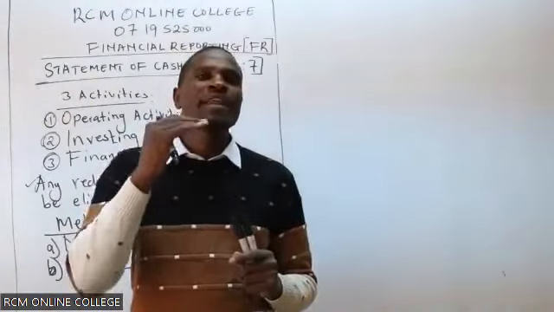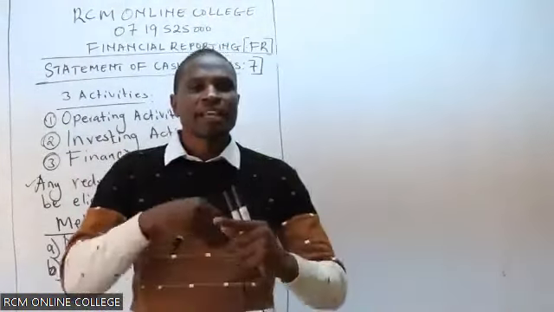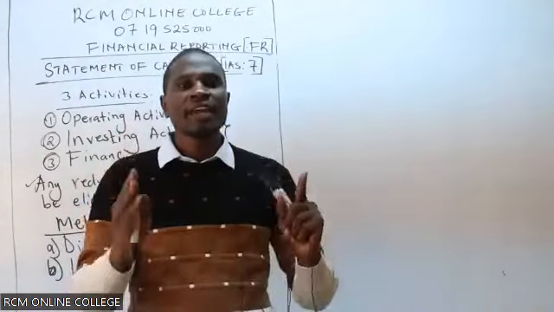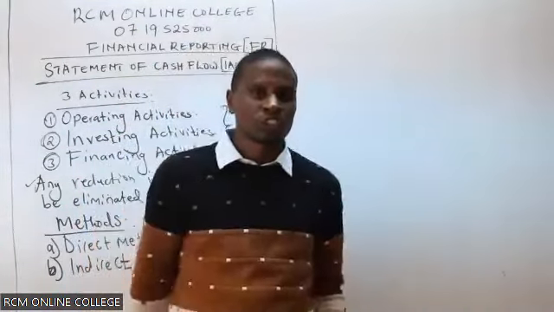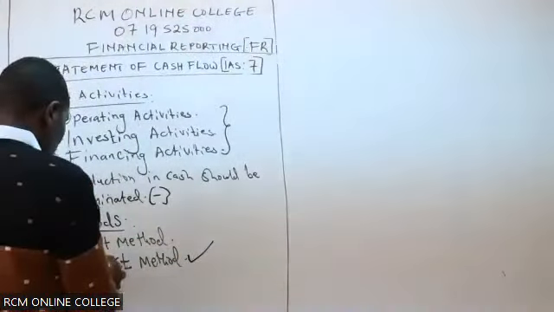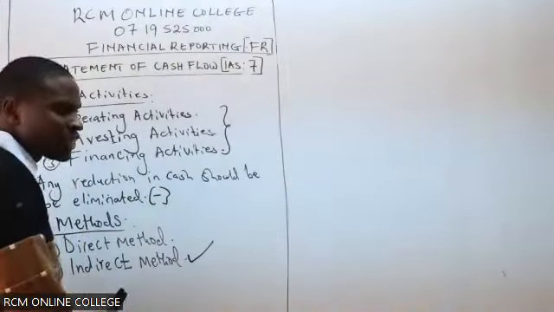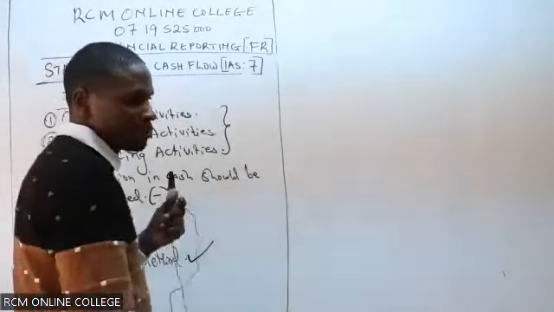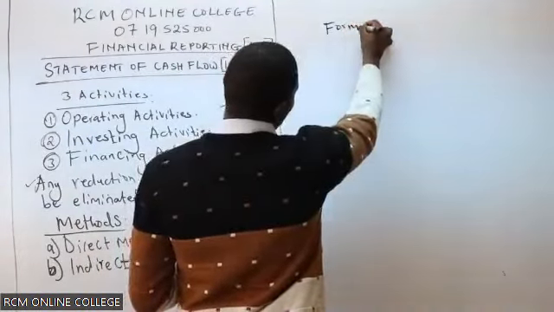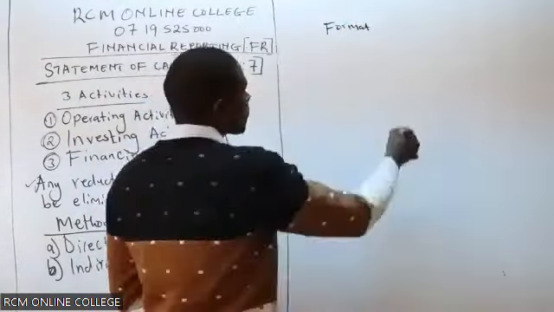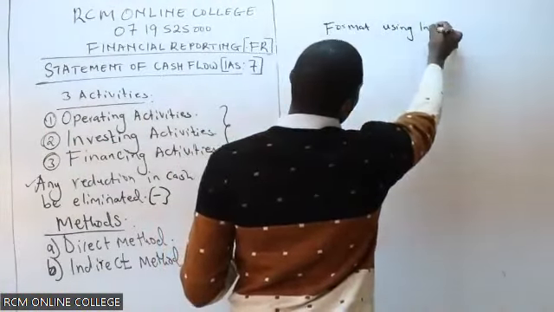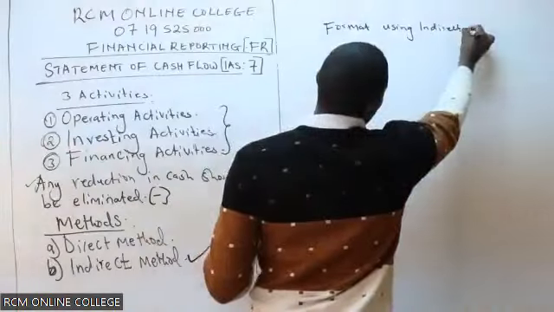For the indirect method, we do it backward. We start with profit before tax and move on, so that at the end of the day, we see the balance of cash that will be carried down. Good. So, I want us to first of all look at the format of coming up with a cash flow using the indirect method.